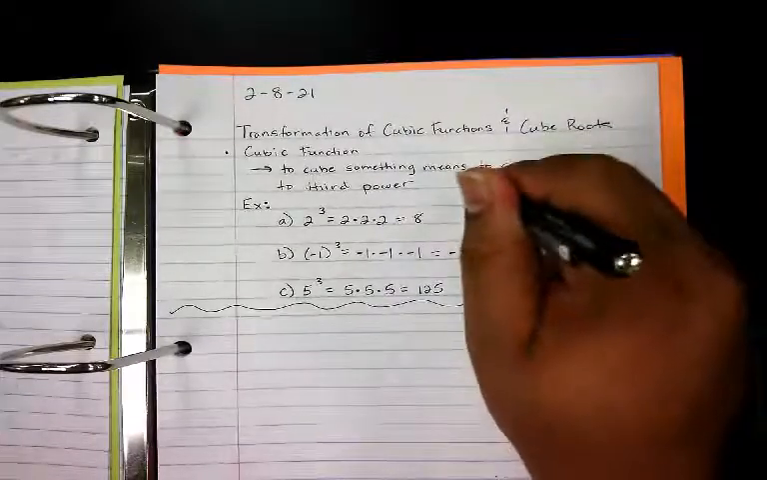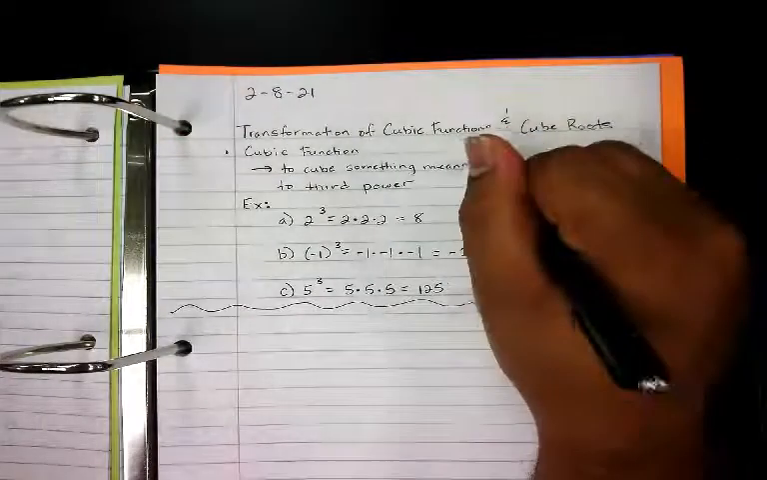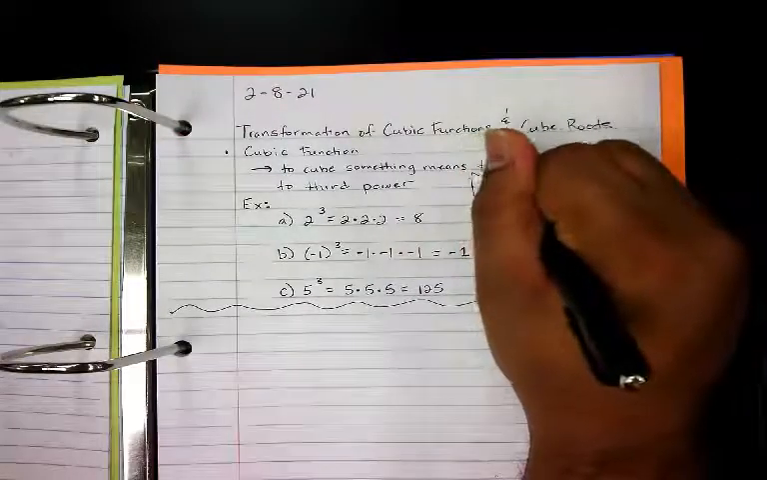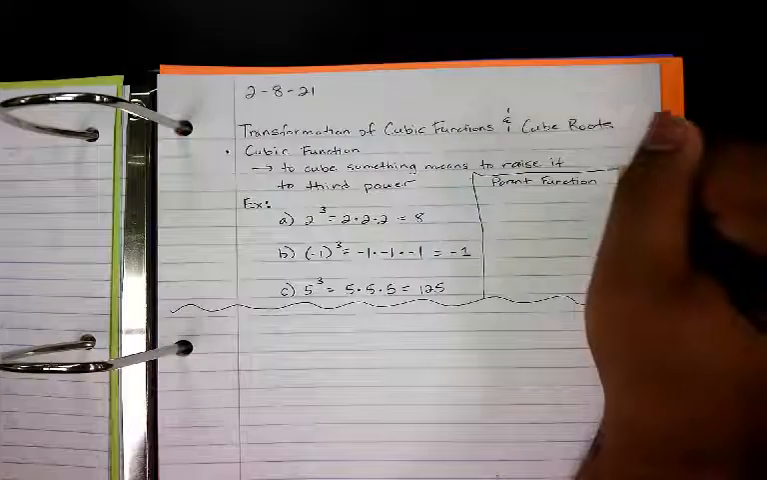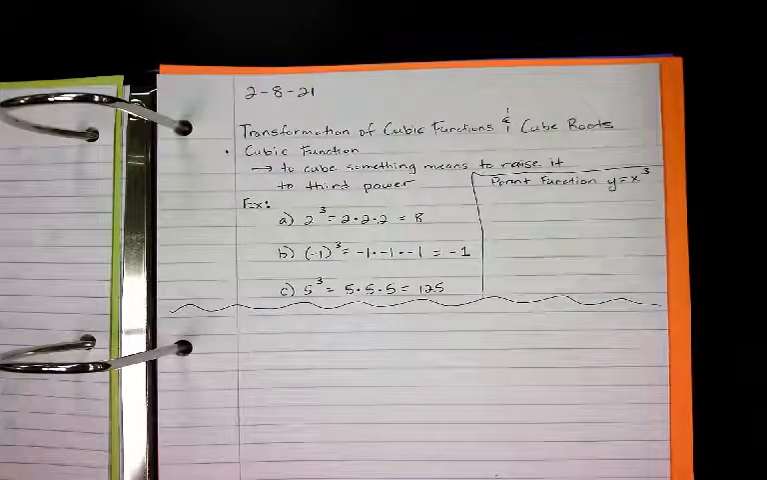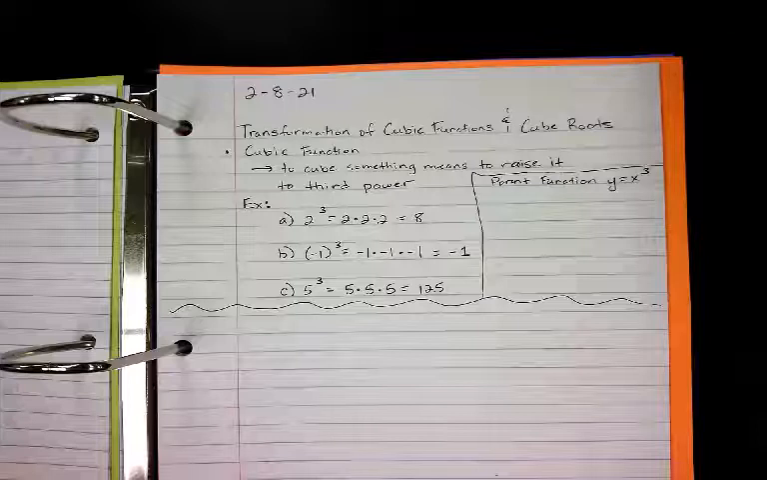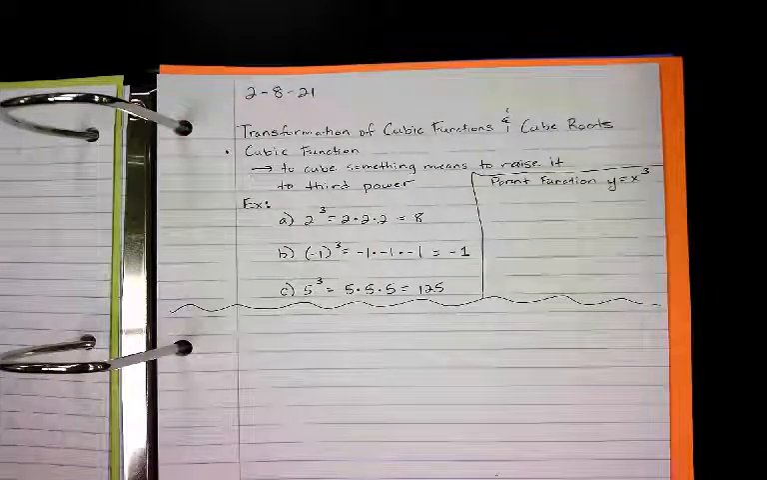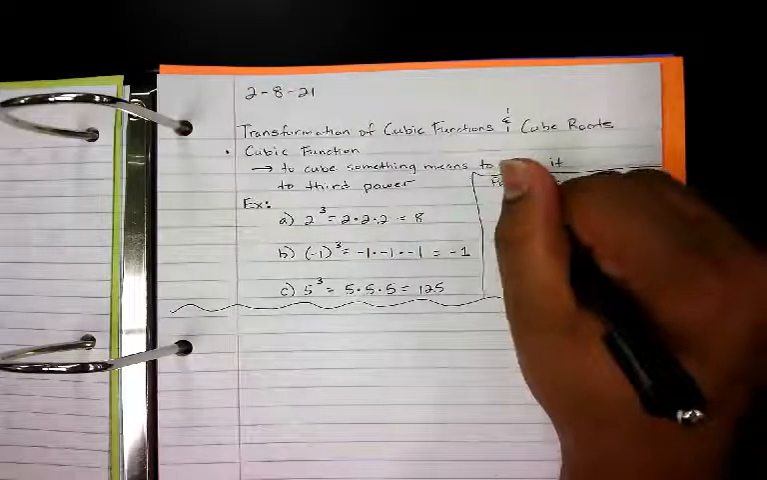In this corner over here, let's talk about the parent function. So the parent function is just y equals x to the third. Okay, that's your parent function. And it just looks like this. So I'm going to draw it.